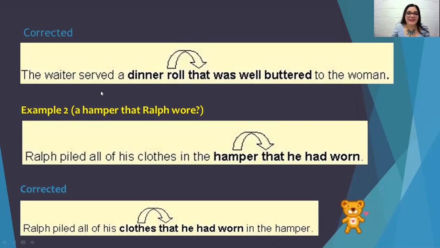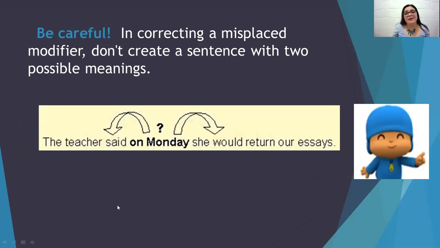Another example says, a hamper that Ralph wore. Ralph piled all of his clothes in a hamper that he had worn. Impossible, illogical, right? So Ralph piled all his clothes that he had worn in the hamper. That's all different. Be careful.